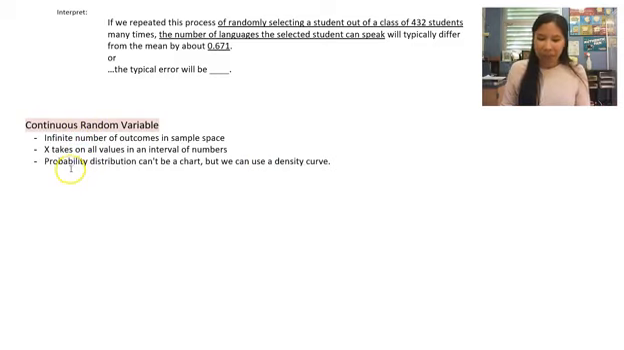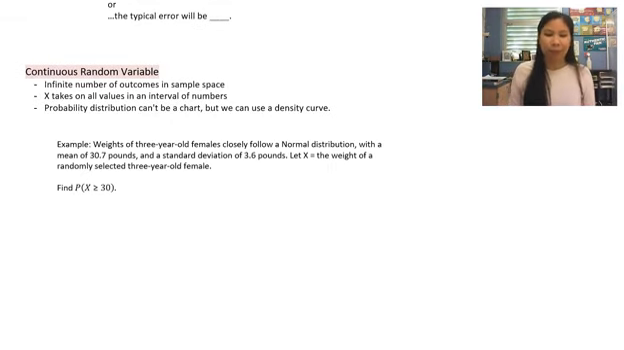And so because of that, we can't actually make a chart to show all the probabilities along with the different outcomes because we would be listing outcomes forever. So instead, we would use a density curve to find probabilities and so on. Specifically, in the statistics class, we would use the normal curve. So we're back to the normal curve calculations. So let's do an example.